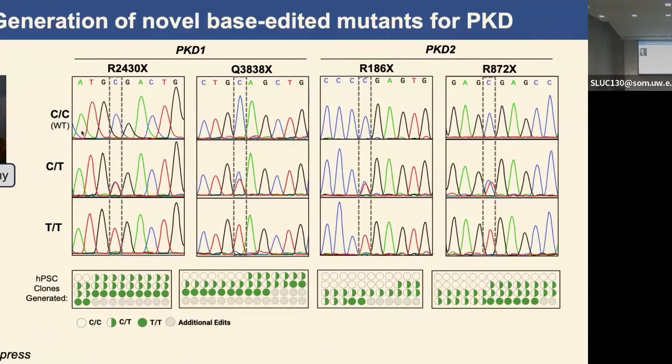And what Courtney did was express this base editor in either PKD1 or PKD2, targeting either of these genes. And as you can see, this generated a host of individual cell lines that either had the wild type, that would mean an unedited sequence, a heterozygous sequence where only one allele was replaced with a T, or a homozygous mutant where both alleles were replaced by T. And these are just a pictograph of the types of cell lines that Courtney was able to generate. We generated over 100 cell lines in this one experiment.